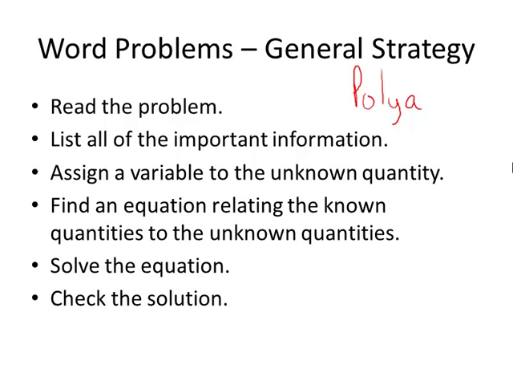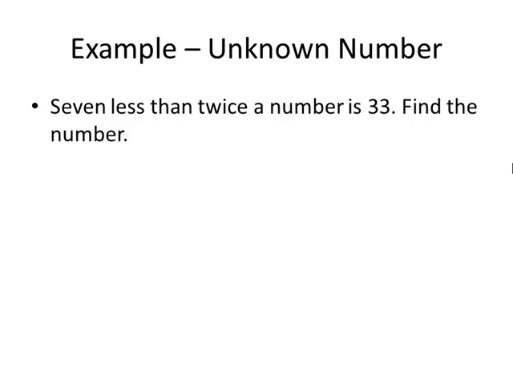We need to come up with an equation that relates the known quantities to the unknown quantities. We'll solve the equation, and then we check our solution, not just mathematically, but also to make sure that it makes sense. So the best way to get started here is to run through several different types of problems, and we'll begin with an unknown number problem. This is basically a translation issue.